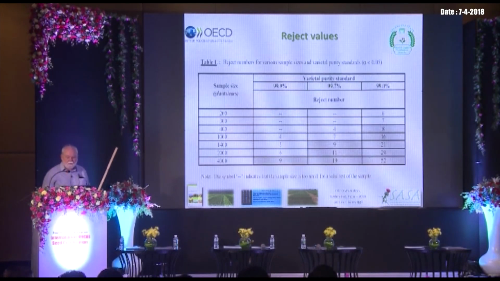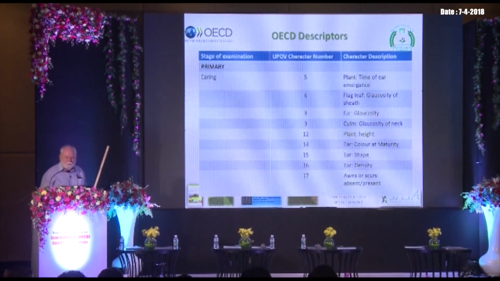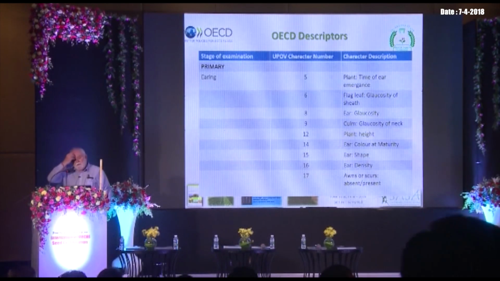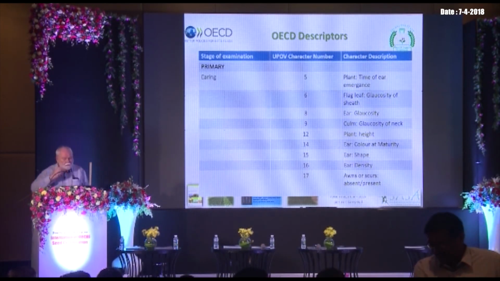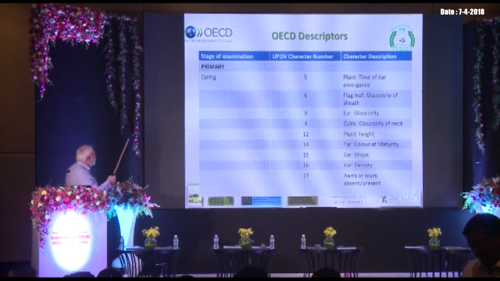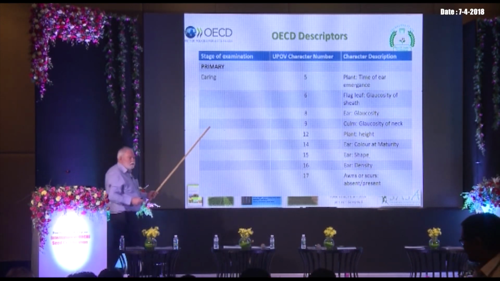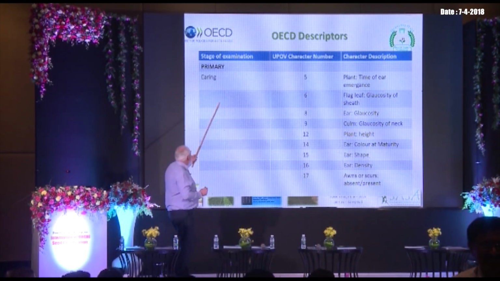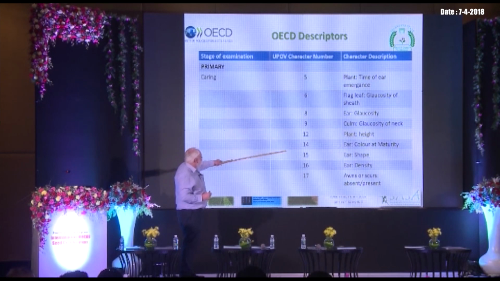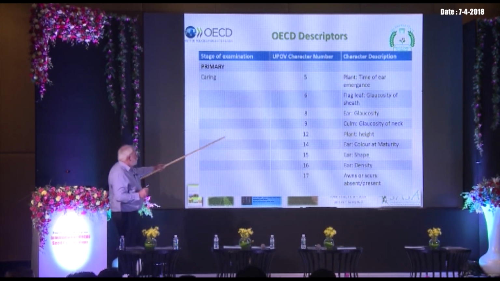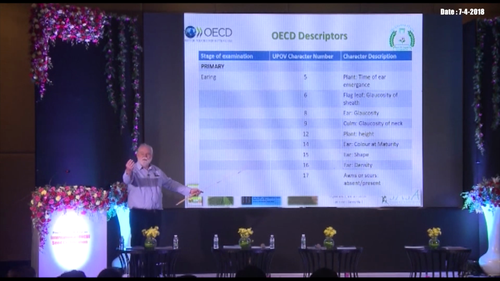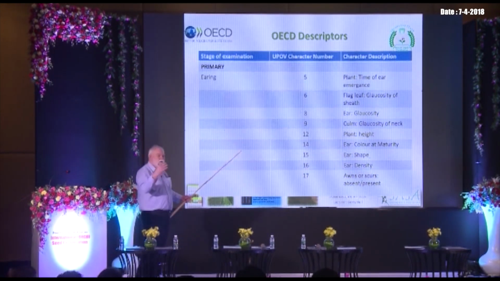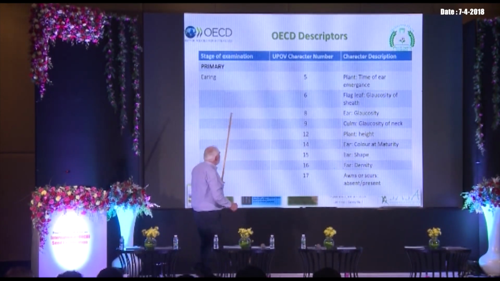So I've put a bit in about you. We've talked about these already. I mentioned earlier about OECD descriptors, and for wheat, these are the descriptors that the OECD would expect you to be able to assess in the fields. These are the ones that would catch your eye when you're doing the crop inspection. That's the kind of visual thing that would draw you to finding the off types.